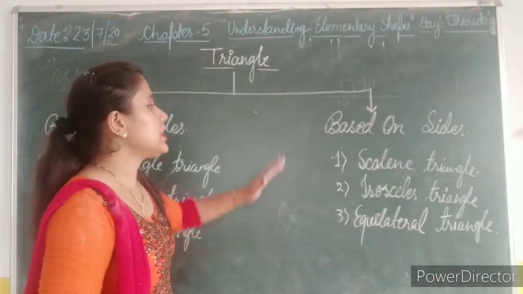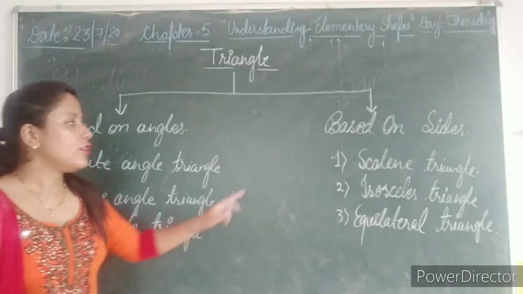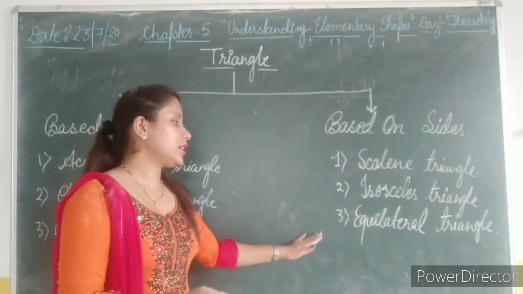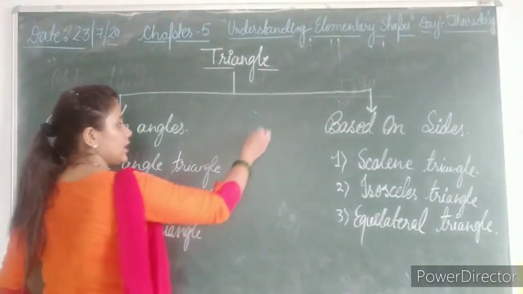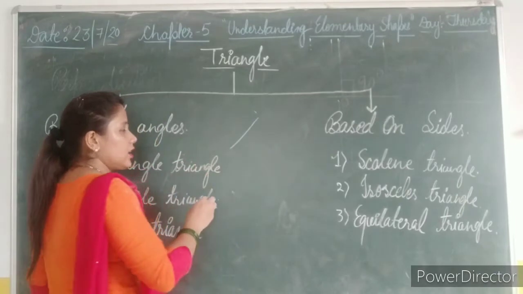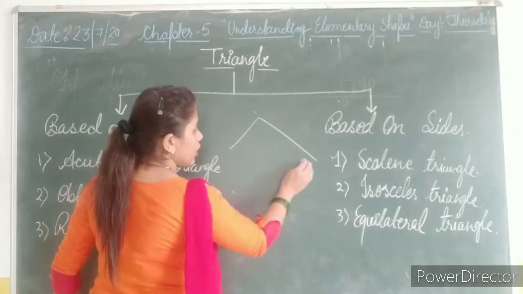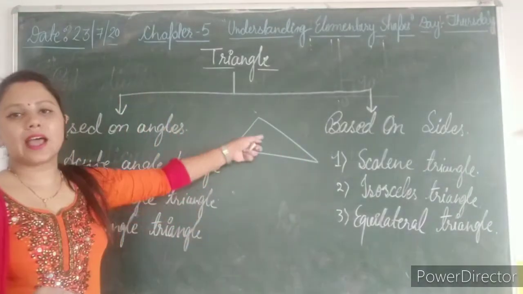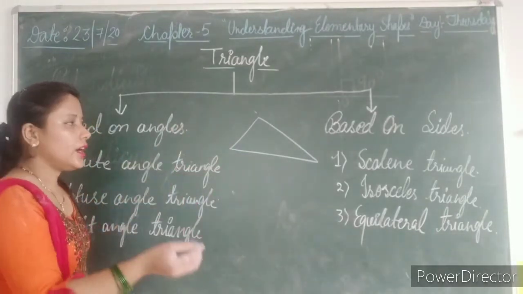Now next one is on the basis of sides. Again we have three types of triangle. First is scalene triangle, second is isosceles triangle, and third is equilateral triangle. So what is a scalene triangle? If I have a triangle in which all sides are different. Okay, so measurement of all sides are unequal.